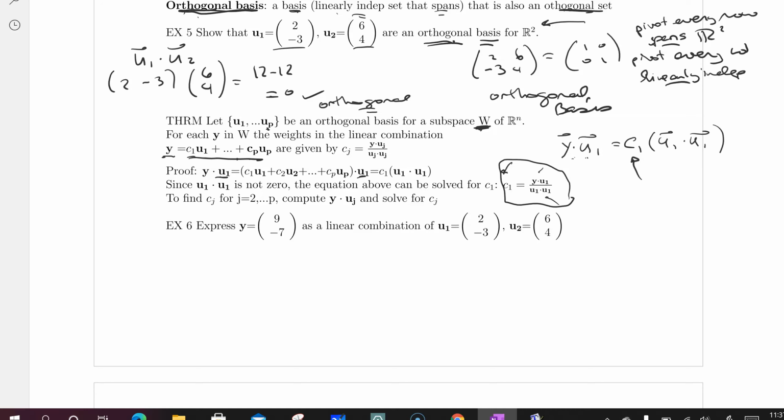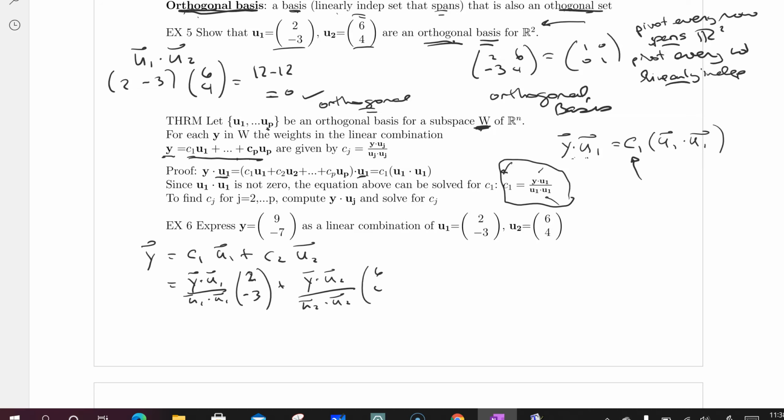So what we're going to say is Y is going to equal C1 times U1 plus C2 times U2. And so C1 is Y dot U1, I'm sorry, I should put a U1 there, Y dot U1 over U1 dot U1, and that's all times U1. I'm just going to write what the U1 vector is. So Y dot U1 over U1 dot U1, all times the vector U1, plus Y dot U2 over U2 dot U2, all times the vector U2, which is 6, 4. Now let's go do it.